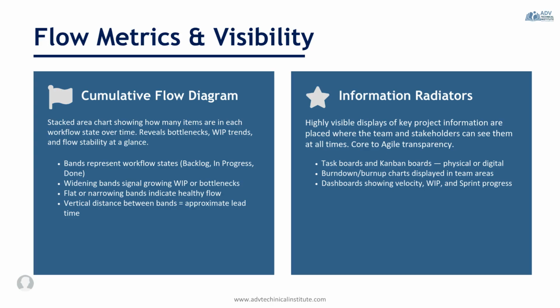The key idea is that this information should be visible and accessible to the entire team and stakeholders without requiring special reports or meetings. So it needs to be in a visible, high traffic area where everybody can see it. So the main takeaway here is that cumulative flow diagrams help teams understand workflow and identify bottlenecks, while information radiators make project information visible and promote transparency. Okay.